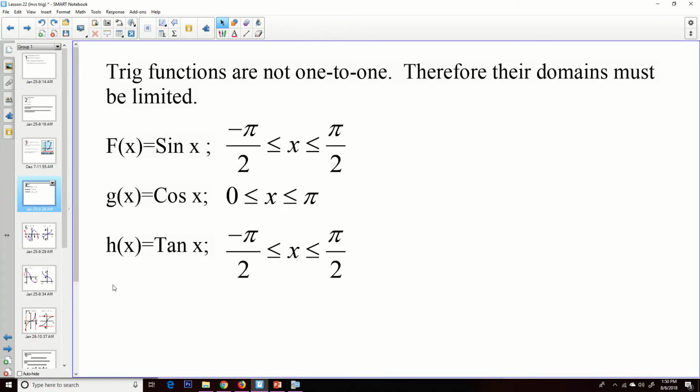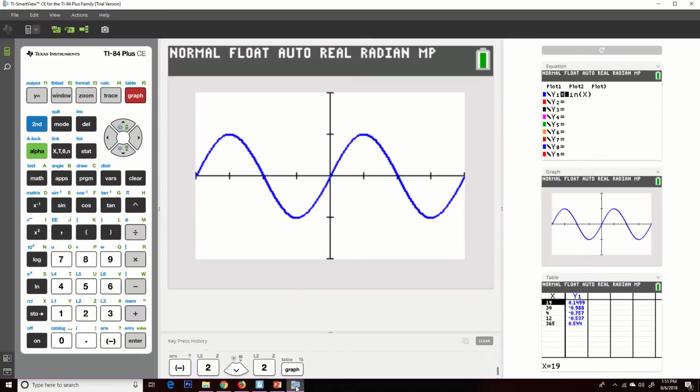So what are we going to do? Well, we are going to limit the domain. And so for sine x, we're going to limit the domain from -pi/2 to +pi/2. And once we do that, now we can take the inverse of that because, and you'll see here, this is a sine function, and I set up the window so it went from -2 pi to +2 pi, and from -2 to +2 on the y-axis.